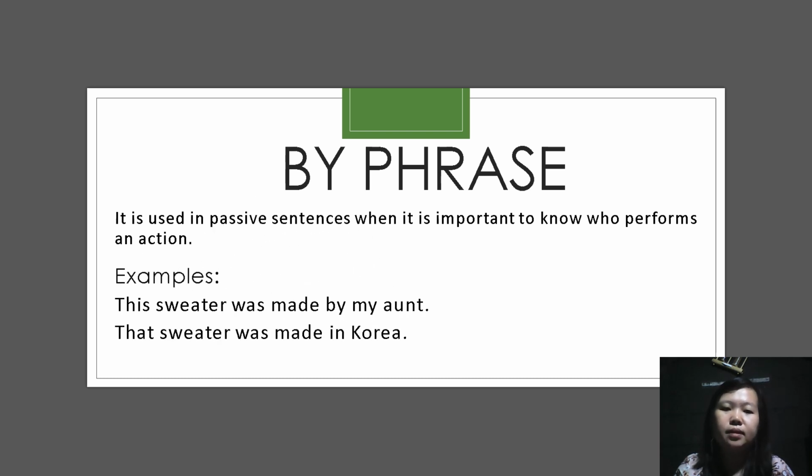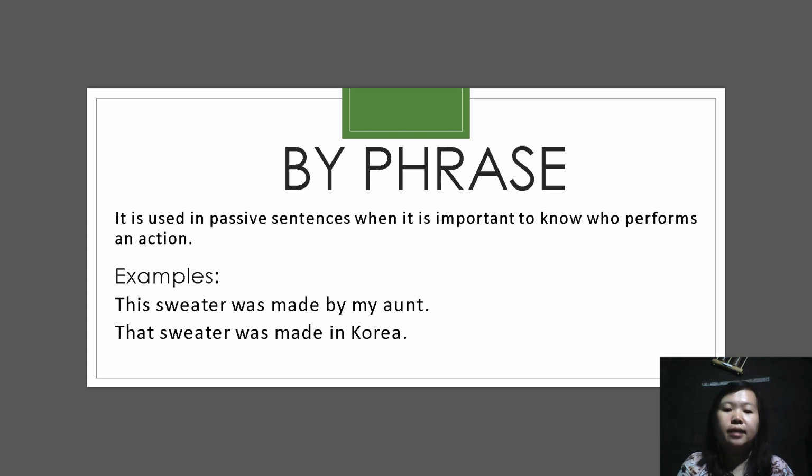For example, this sweater was made by my aunt. In this first sentence, you have by my aunt. So this sentence has a by phrase. Why? Because in this sentence, the writer or the speaker wants others to know that it is handmade by his or her aunt. So by my aunt here is important because we need to know who performs the action.